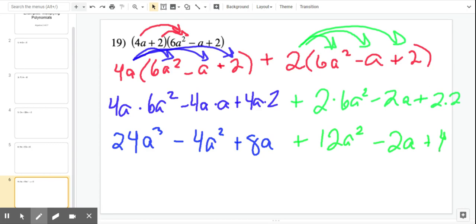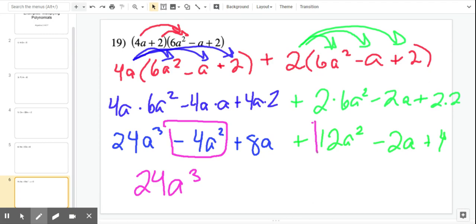And then we need to combine like terms. So let's look at each of these. So first we have 24a cubed. I'm going to look and see if I have any other cubed parts. And I don't. So that's just going to stay the way it is. Let's do pink now. Now we have 4a squared. I'm going to put a square around this because it's squared. So minus 4a squared. And then I have a 12a squared. So negative 4 plus 12 is plus 8a squared.